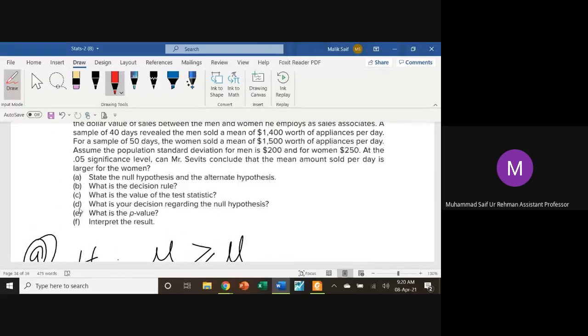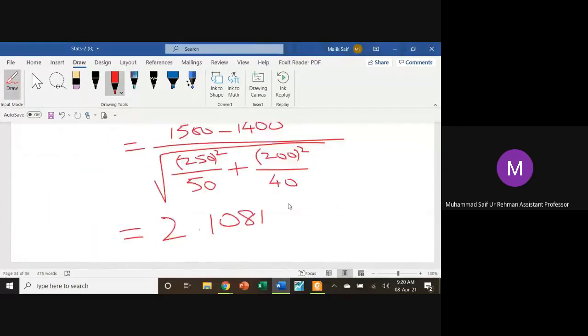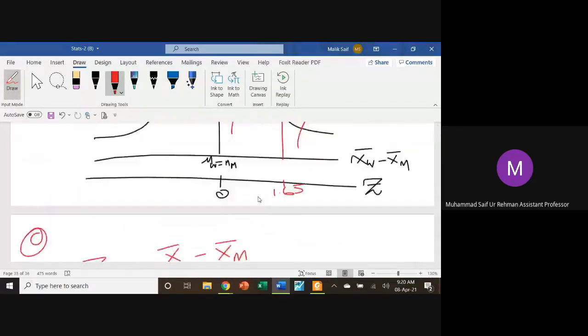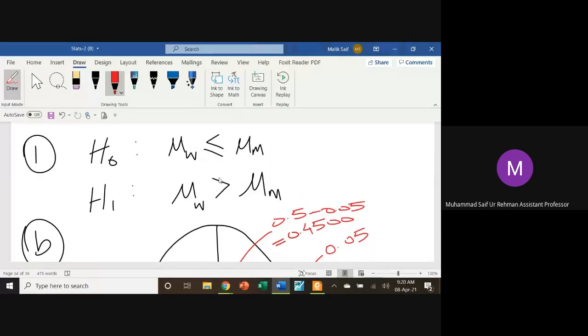Then there comes part D. What is your decision regarding the null hypothesis? Here you see this is 1.65 and this is 2.10. So 2.10 is greater than 1.65. What will you say? You will say that as the calculated value has exceeded the tabulated or critical value, we would reject H naught. Rejection of null means acceptance of the alternate hypothesis. So what this means: mu W is greater than mu M.